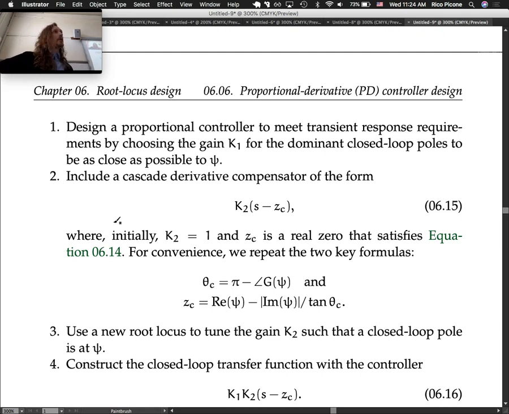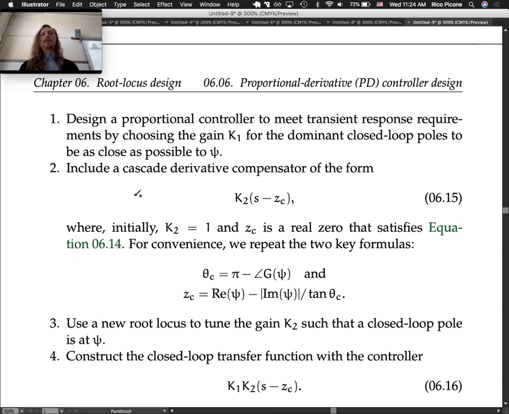So we design a proportional controller. We see how it does. If it doesn't go through psi, we have to continue with cascade derivative compensation. So that's step 2. We include this compensator. We'll initially set this compensator gain to 1. We'll just say, okay, for now, we'll just set it to 1. We're going to focus on placing that zero. That's what our focus is going to be.